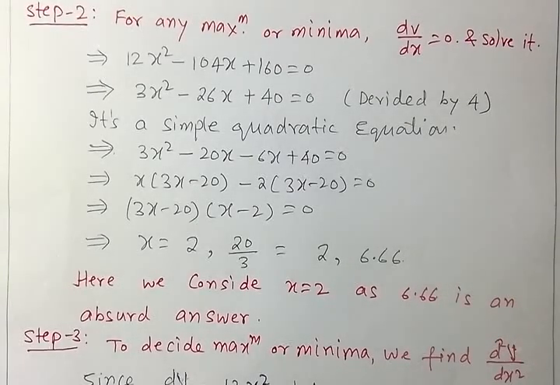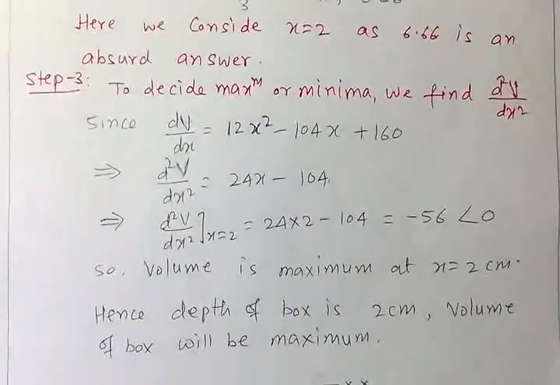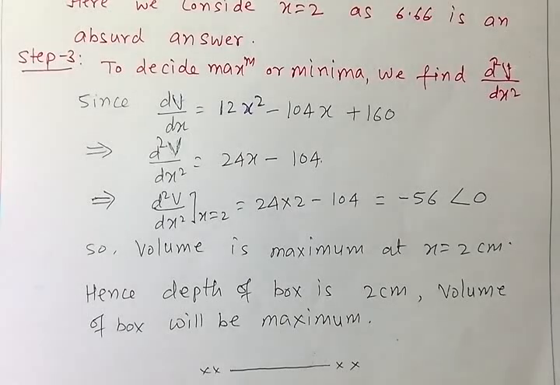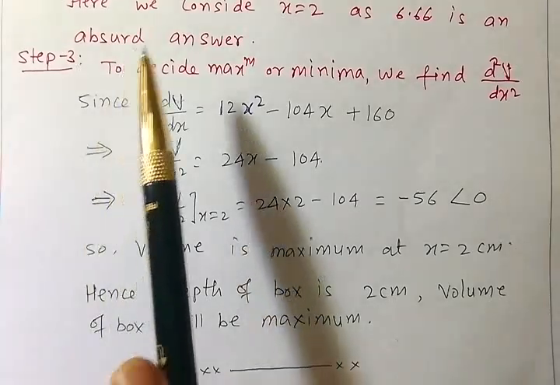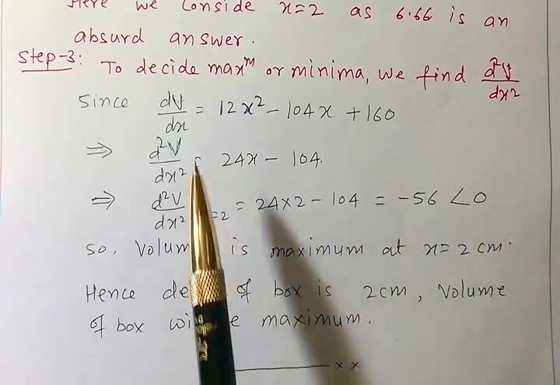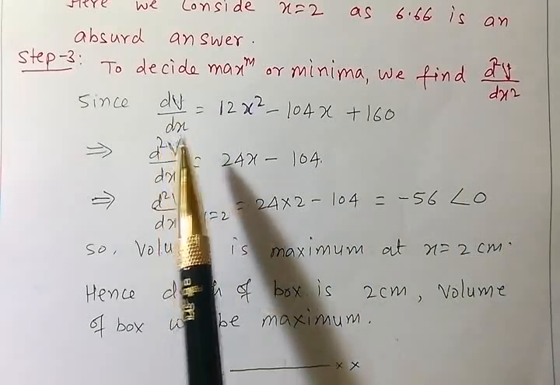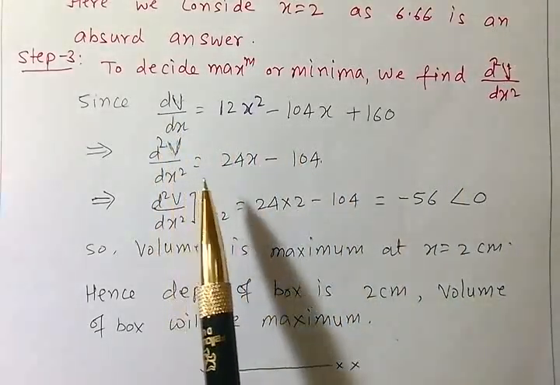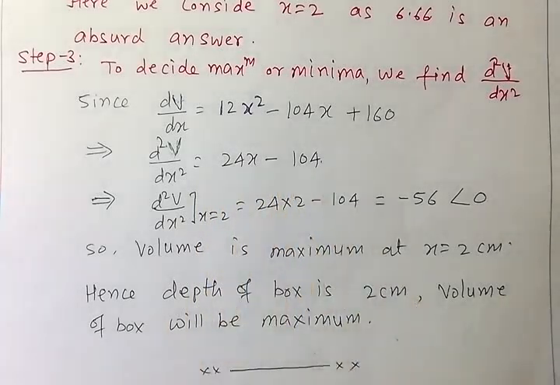Now moving to the third step, we have to check whether volume is maximum. Now we got the answer. The depth is x is equal to 2 centimeter. That is okay. But we do not know whether, if the depth is 2, the volume will be maximum or minimum. This is to be checked. To decide maximum or minimum, we find d2v by dx square. So dv by dx is given. Differentiate it again. It will become 24x minus 104.